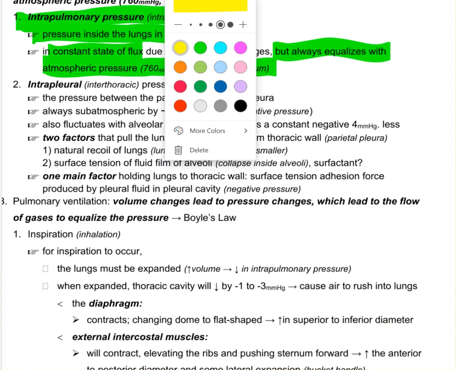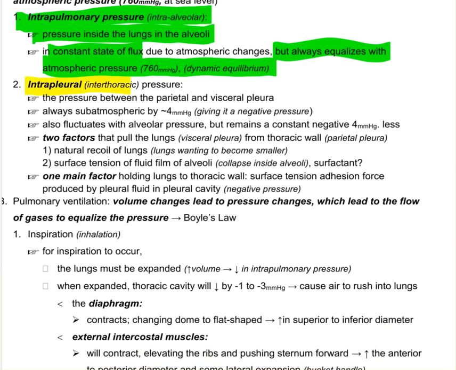Intrapleural or interthoracic pressure is the pressure between the parietal and visceral pleura, and it's always subatmospheric by about 4 millimeters of mercury, which gives it a negative pressure. So one way you can write that is negative 4 millimeters of mercury, or the pressure is 756 millimeters of mercury. Both of those basically say the same thing.